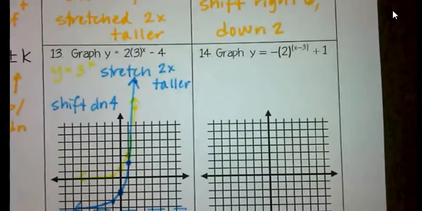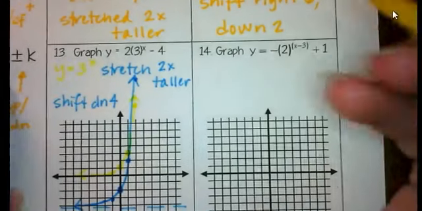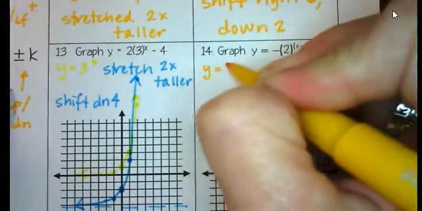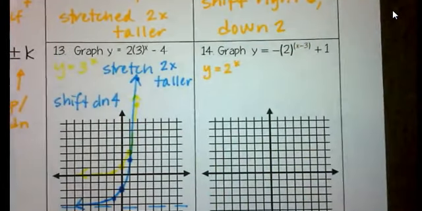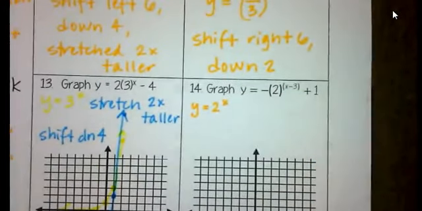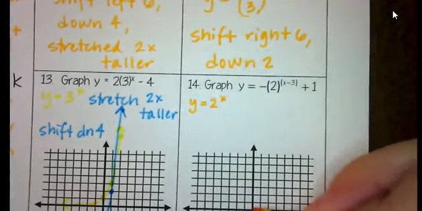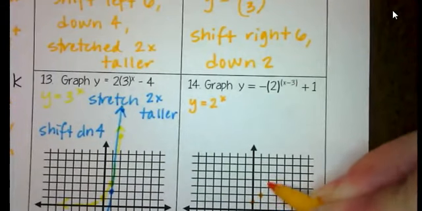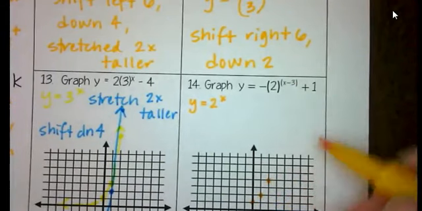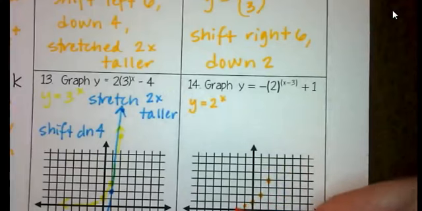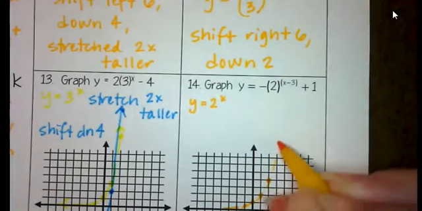This time, our parent function is y equals 2 to the x. So I'm going to do a different color so you can see. So y equals 2 to the x. That's the parent graph. All right, so our base number is a 2. So for this one, if I fill in 0, it's going to be 1. If I fill in 1, it would be 2. If I filled in 2, it would be 4, and so on. And then this would go 1/2, 1/4. So here is the parent graph.